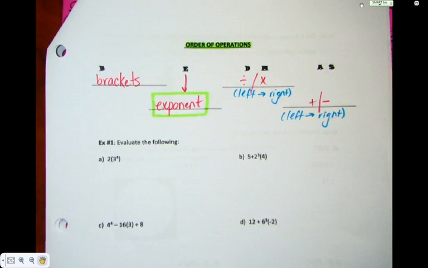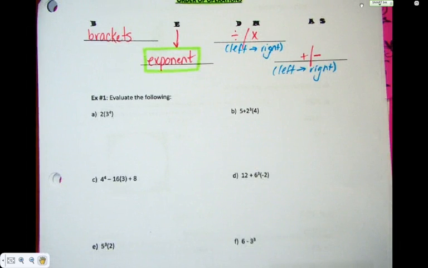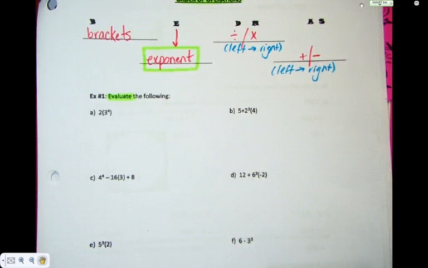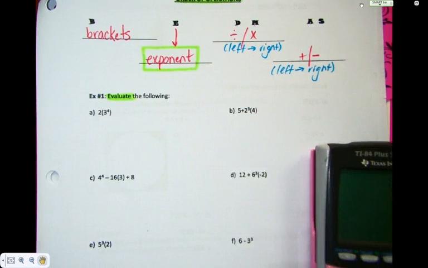So all we're going to do is look at just evaluating expressions. And let's highlight that word evaluate. We talked about that at the beginning of the unit. What does evaluate mean? So we're looking for a single number at the end. We're not looking for an expression. We're not looking for something with x's. We're looking for a number. You might want to have your calculator out because that's going to save you some work for these larger exponents.